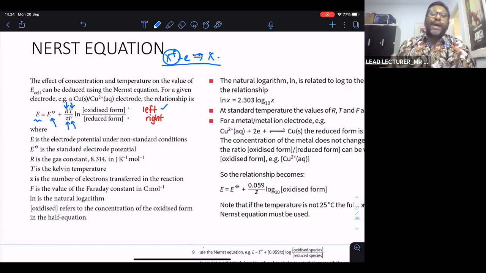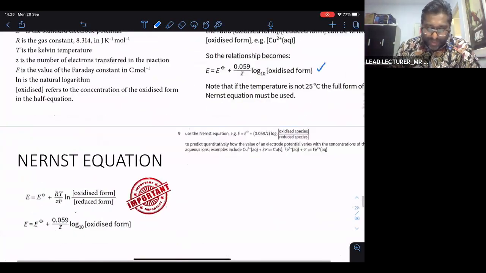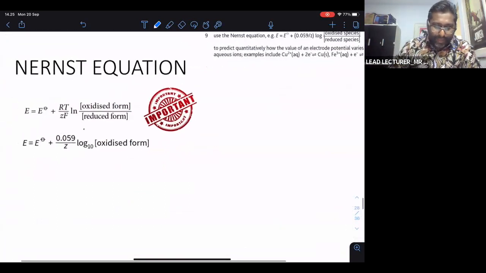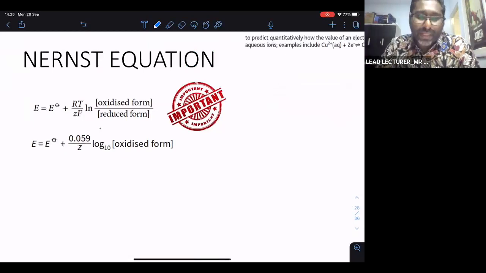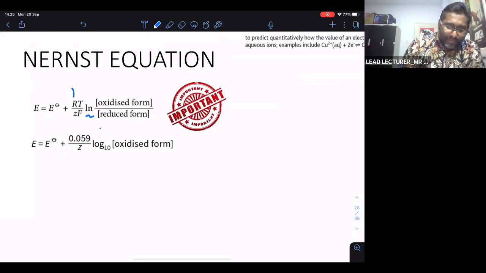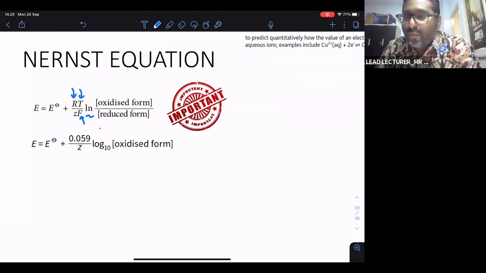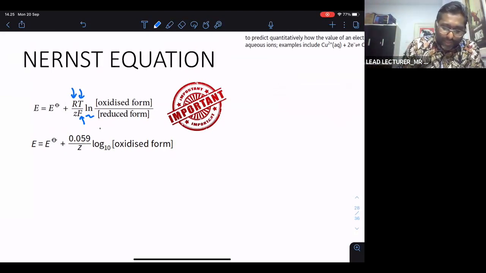Now they have simplified this into this equation. You can read this. But if I simplify everything, this is going to be the equation that you need to memorize. You need to know this equation. Do remember this is Ln, natural log. But in your textbook they have simplified. Why? Because this is a constant, and this is a constant, and T, if it is standard condition, is always 298. So they changed the natural log into log 10.